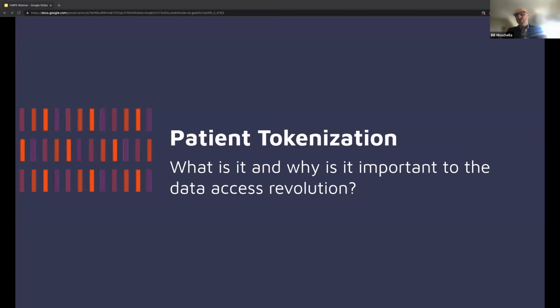I want to introduce a topic. Patient tokenization. Some of you might have heard about this. Some of you might be aware of it at your organization, and it might be new to some of you. And what I want to talk about is what this actually is and why it is critical to the data access revolution.